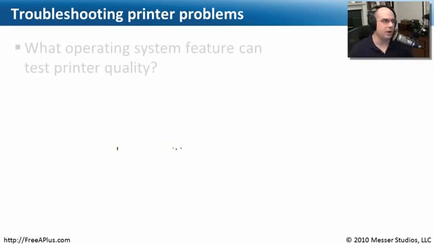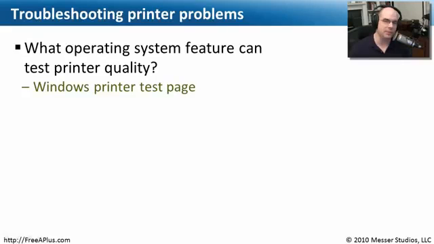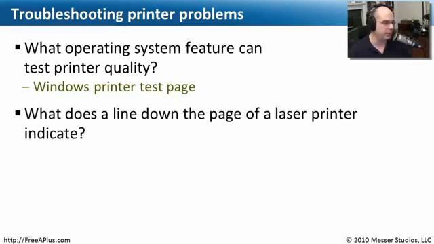Let's see what we can recall with troubleshooting our printer problems. Our first question is, what operating system feature can test printer quality? Well, we've already known that we can pop up the properties of a printer inside of Windows, and down at the bottom is a Windows Printer Test Page button. If we click that, we'll be able to get output on the printer and see just how well the operating system and the printer are really talking.